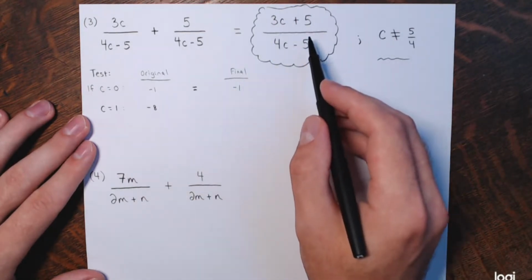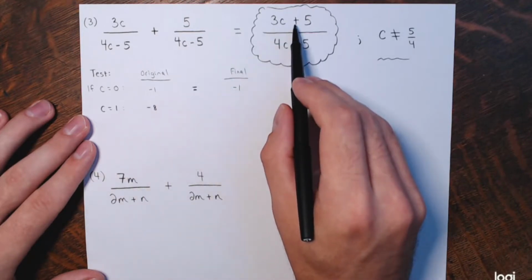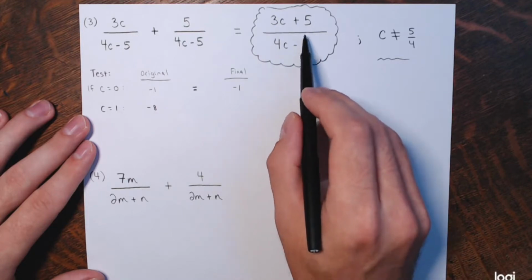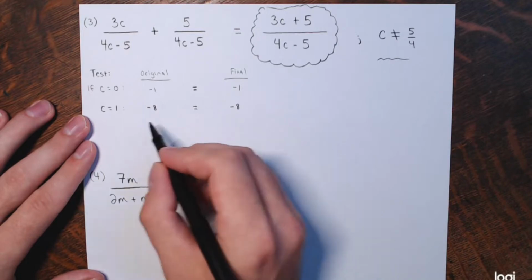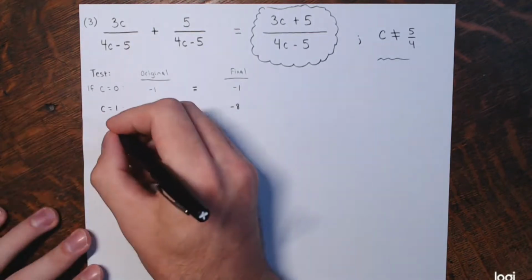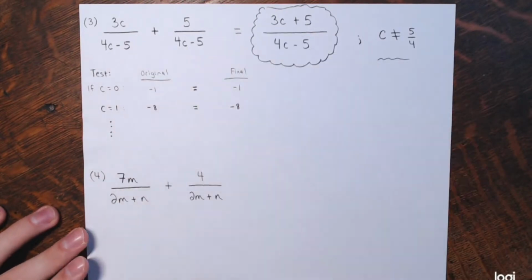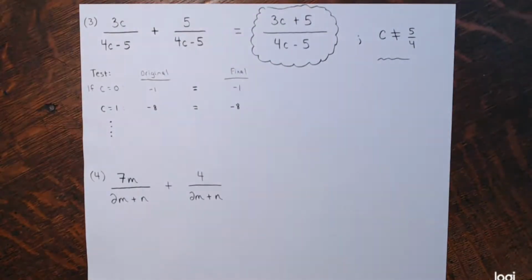Well, when c is 1, 3 times 1 is 3, plus 5 is 8. I have 8 in the numerator, and then 4 minus 5, -1 in the denominator. 8 divided by -1 is -8. And they are equal. And you can try that out with any values you want, right? Just to convince yourself that these are indeed the same expression. The original expression and my final expression are equal.